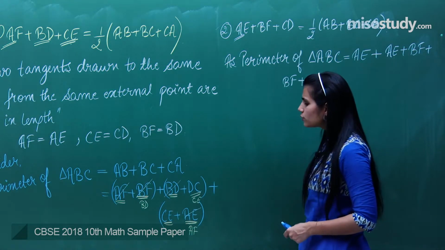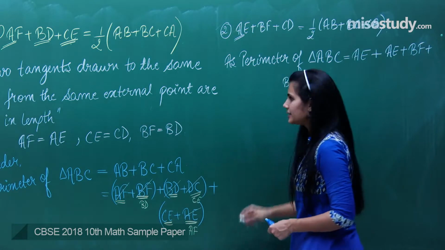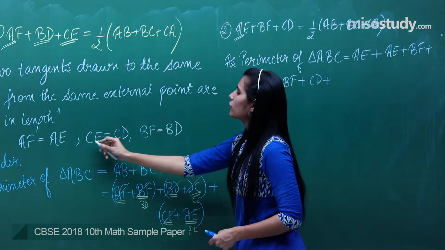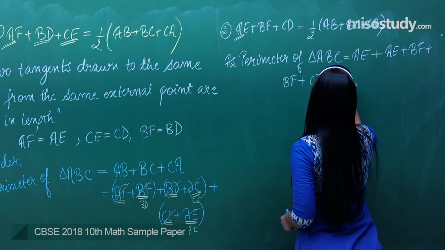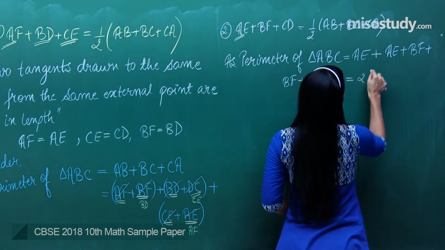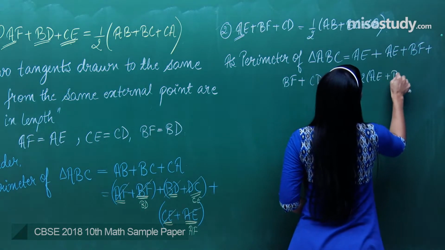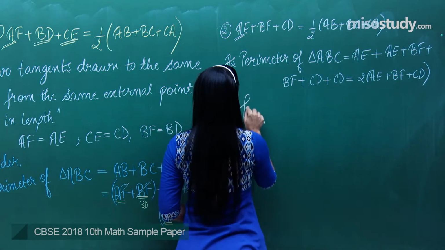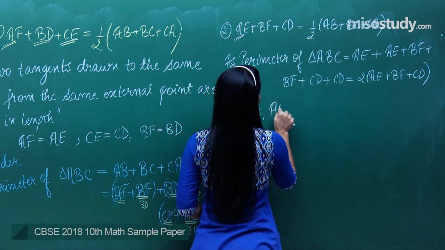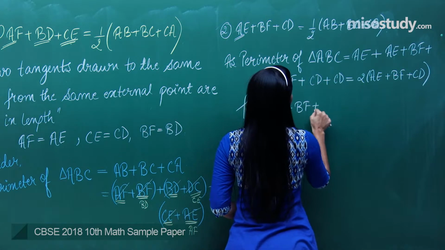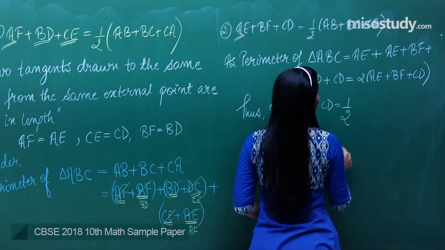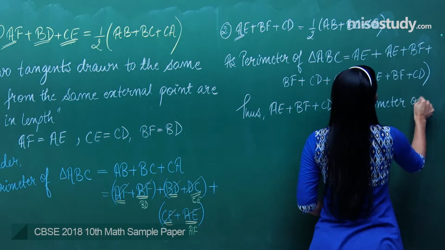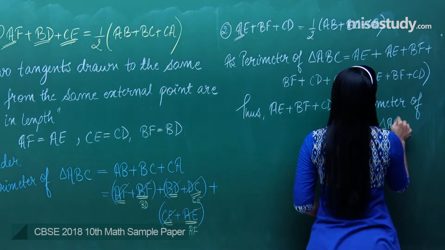Plus, then I want CD to stay. So let me keep CD as it is and replace CE by CD because they both are equal. This is again going to lead to twice of AE plus BF plus CD, resulting in AE plus BF plus CD is half of the perimeter of the triangle ABC.